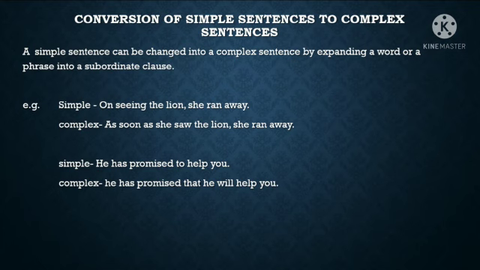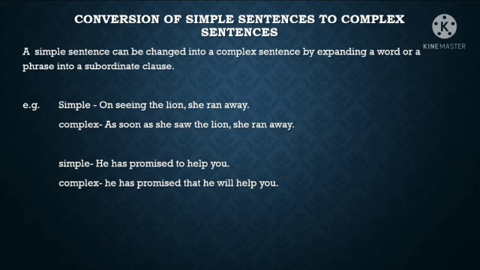A simple sentence can be changed into a complex sentence by expanding a word or a phrase into a subordinate clause, right? So you have to expand a phrase or a word in a simple sentence into a subordinate clause. A subordinate clause should have a subordinating conjunction. So you have to add a subordinating conjunction and expand a word or a phrase into a subordinate clause.